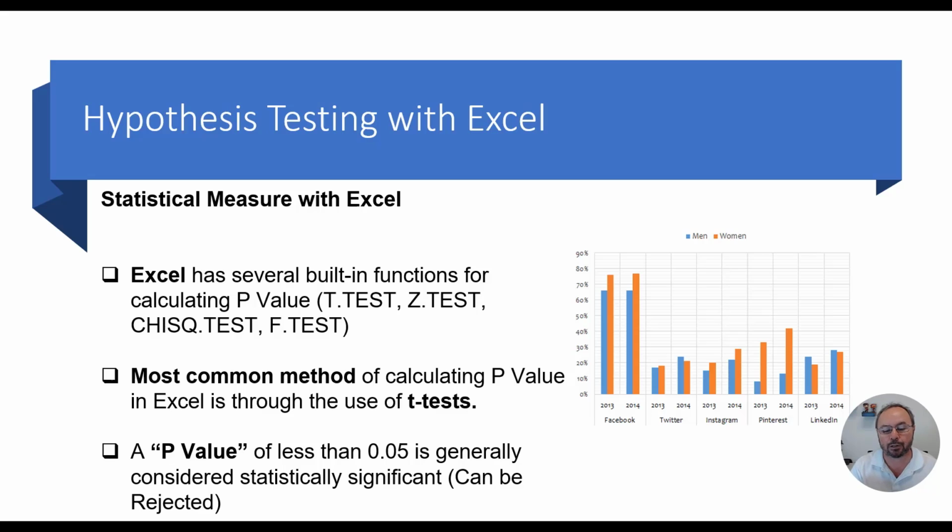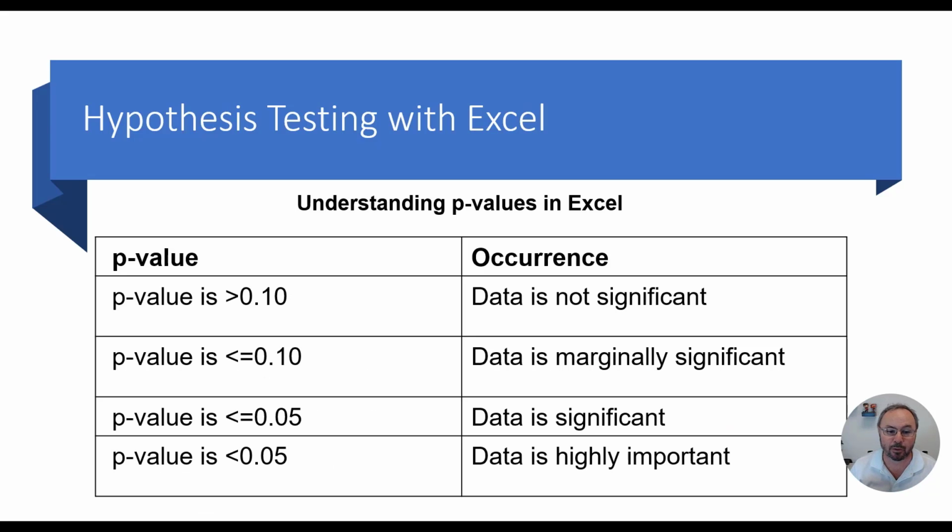Now, a p-value of less than 0.05 is typically considered significant. So, in other words, we can reject it, but we may not. Once again, it's really up to you as a data analyst to determine what is significant and maybe what is not. You'll need to identify that.